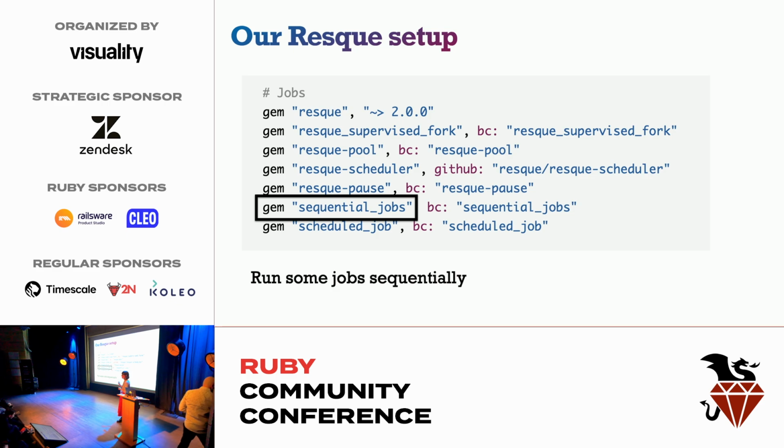Then we have sequential jobs. This is another internal gem that we developed at 37signals. It was done by my colleague Jorge, and it came up because in certain parts of our apps we have some jobs that will run into problems if they run at the same time. Like, for example, imagine in Basecamp, which is a project management tool, a customer does an action that enqueues a background job that takes some time. For example, archiving a message that has many comments.